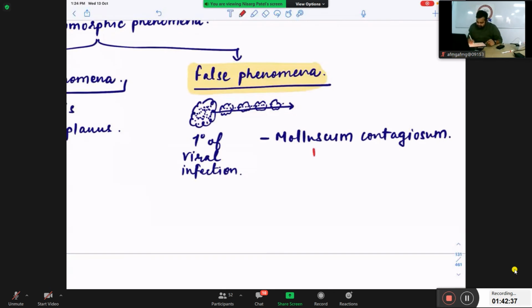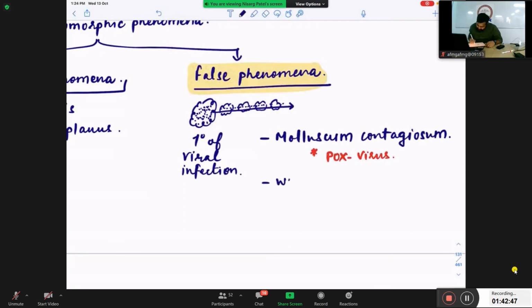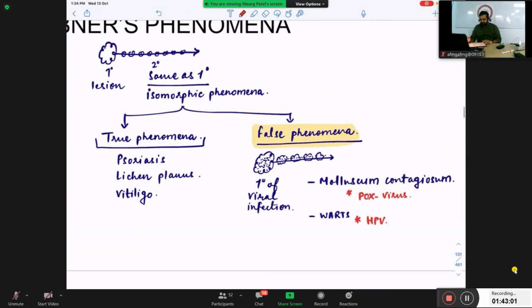Which virus causes molluscum contagiosum? Pox virus. Warts is caused by the human papillomavirus.